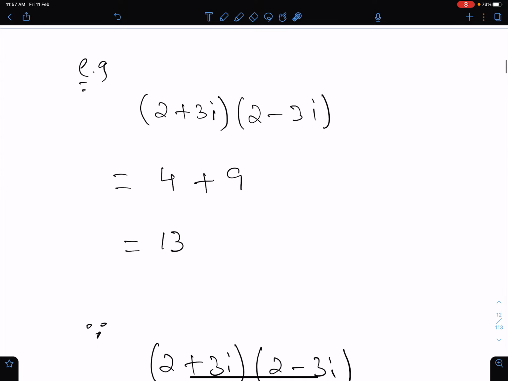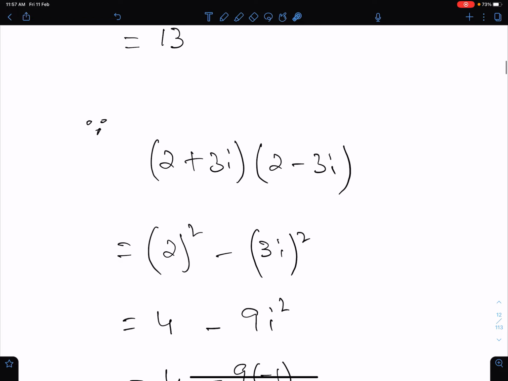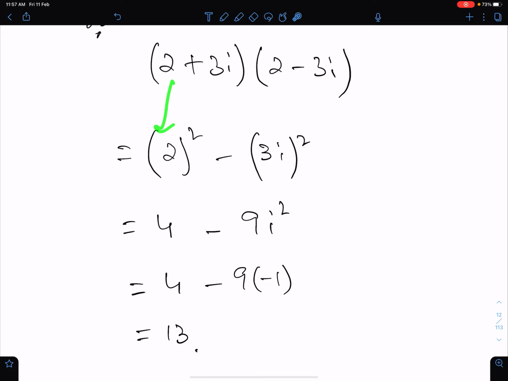For example, if we have 2 plus 3i and 2 minus 3i, we can directly write 2 square and 3 square, like 2 square 4 and 3 square 9. So the answer is 13. And here is the logic. 2 square, 3i square, this will become minus 9. So 13.